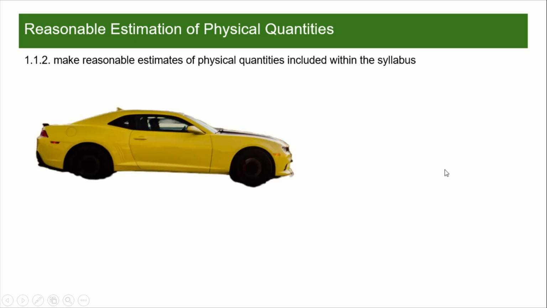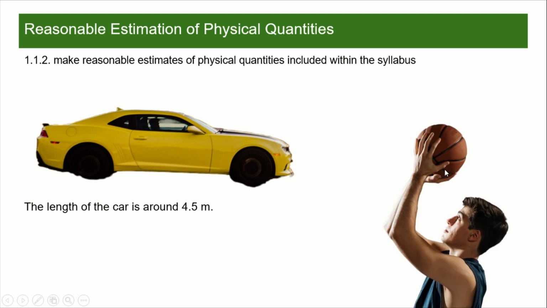not available. For example, if you need to estimate the length of a sedan, knowing that most sedans are around 4.5 meters long can help. Similarly, estimating the mass of a basketball, which is roughly 0.6 kilogram, is another useful skill. This ability not only helps in exams, but also in real-life applications, where quick judgments are needed.